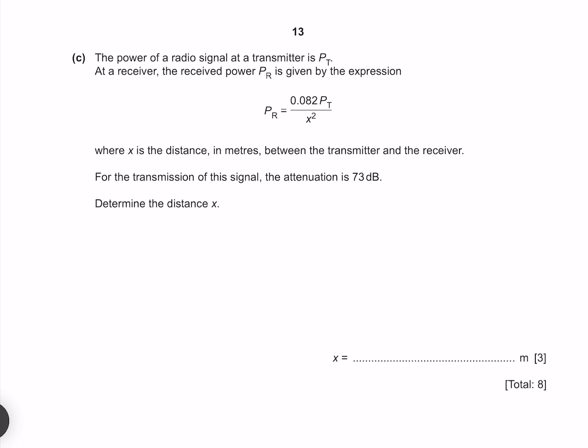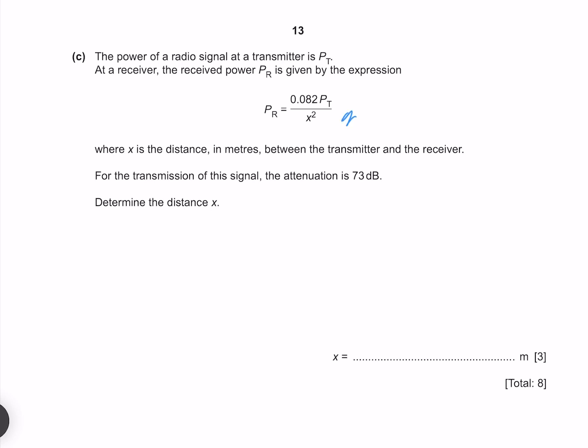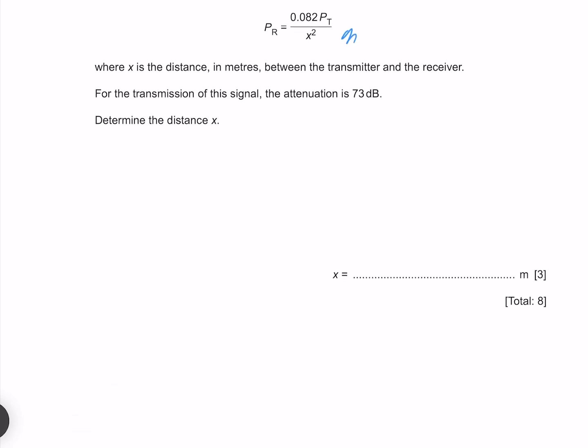The power of a radio signal at a transmitter is Pt. At a receiver, the received power Pr is given by the expression here, where x is the distance in meters between the transmitter and the receiver. For the transmission of the signal, the attenuation is 73 decibels. Determine the distance x. Our attenuation is 73, and attenuation is equal to 10 log 10 of the power transmitted divided by the power received.